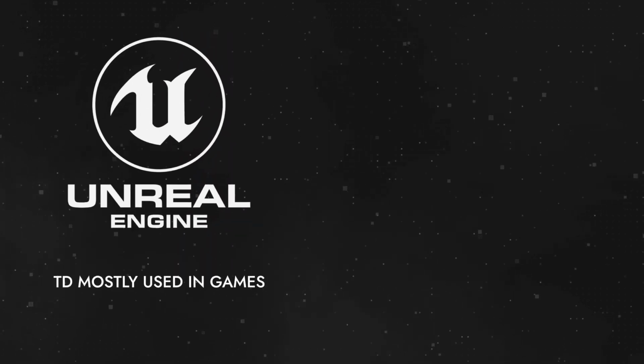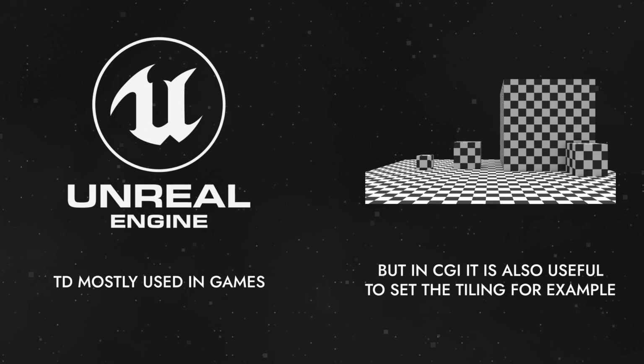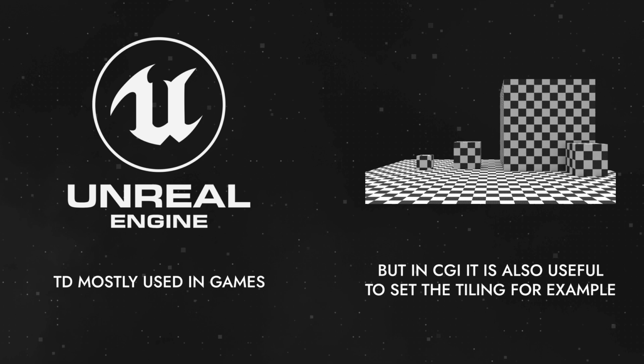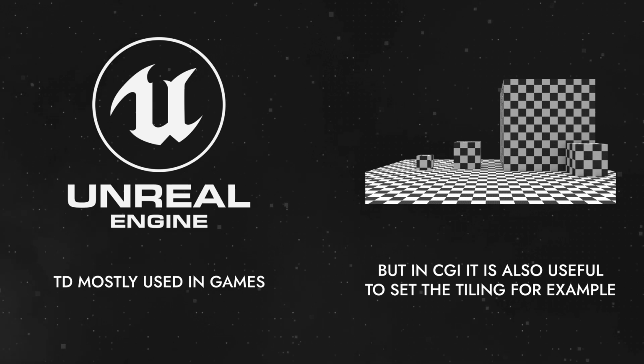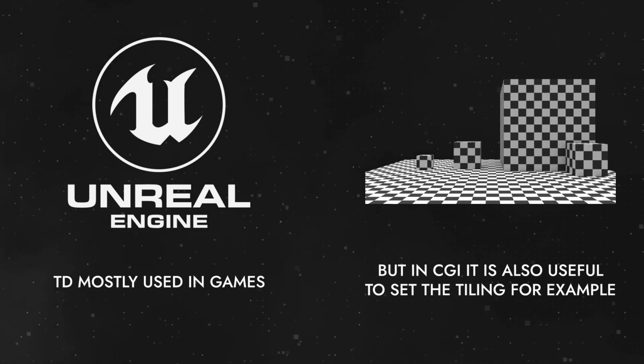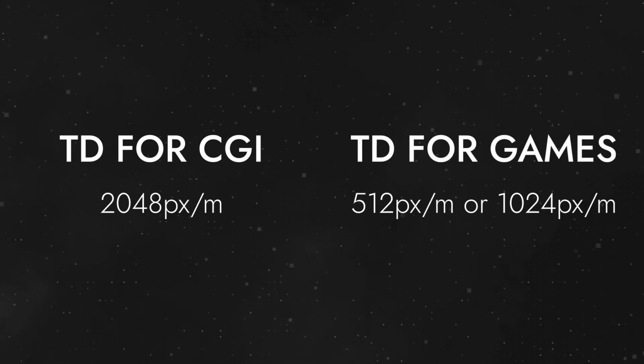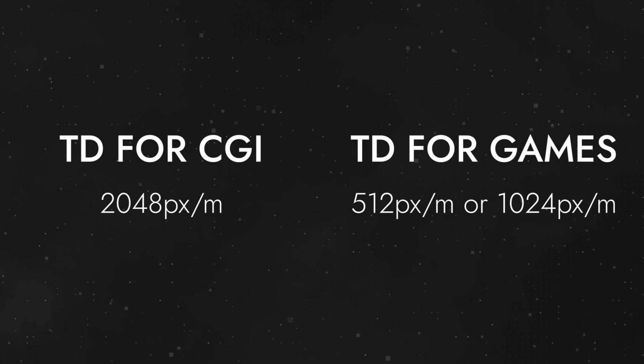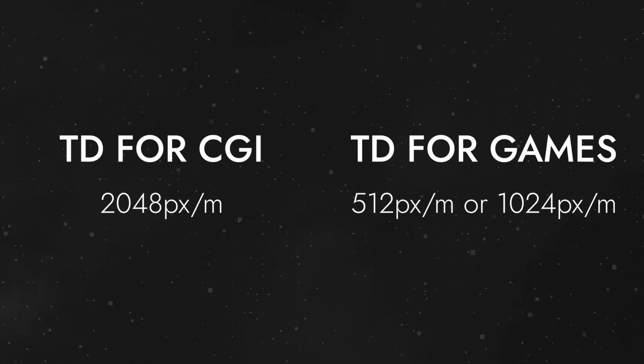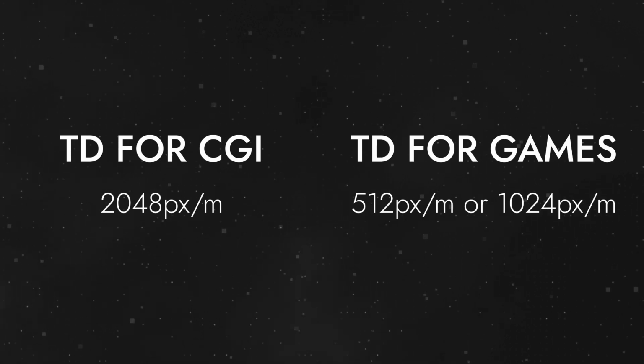Texel density is often used in the game industry. In the case of video or visualization, less attention is usually paid to it because high-resolution textures are used, making it harder to notice the difference, but its application certainly won't hurt. For CGI, the average value of texel density is 2K per meter, and for games you can use 512 or 1K per meter as a reference point. But of course it will depend on your project, and could, for example, be 1K per kilometer.